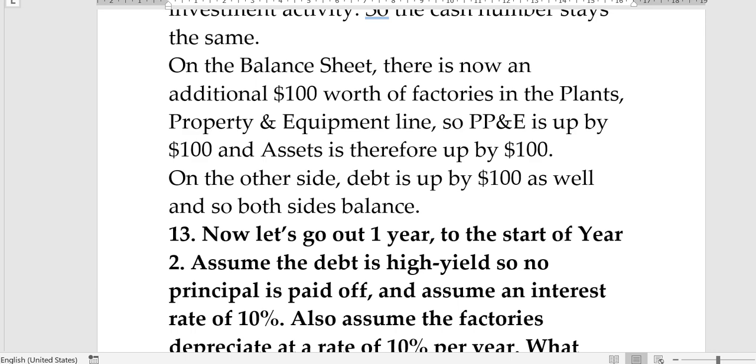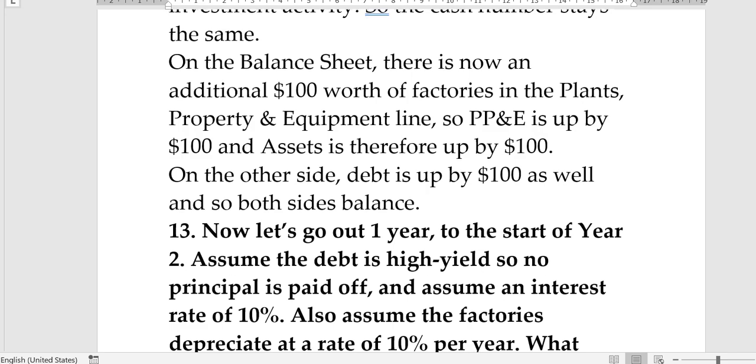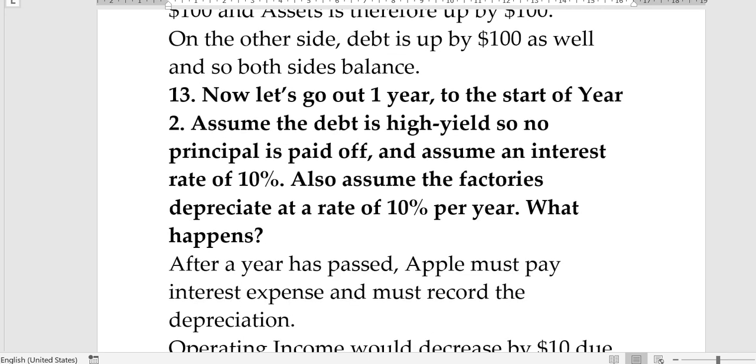Now let's go from the first year to the start of the second year, a completely whole year. Assume the debt is high yield, so no principal is paid off, and assume an interest rate of 10%. Assume the factories depreciate at a rate of 10% per year.